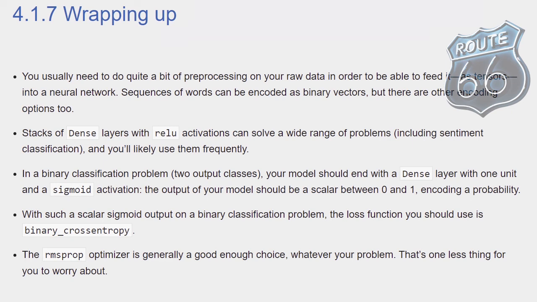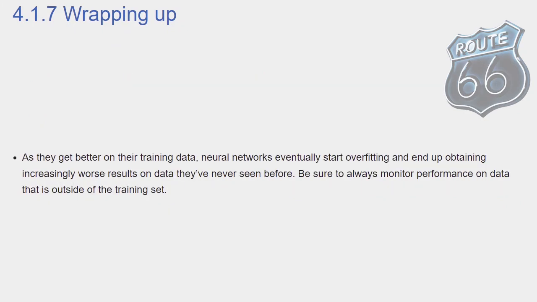With such a scalar sigmoid output on a binary classification problem, the loss function you should use is binary_crossentropy. The RMSprop optimizer is generally a good enough choice, whatever your problem. That's one less thing for you to worry about. As they get better on their training data, neural networks eventually start overfitting and end up obtaining increasingly worse results on data they've never seen before. Be sure to always monitor performance on data that is outside of the training set.